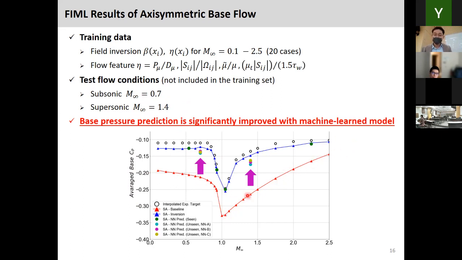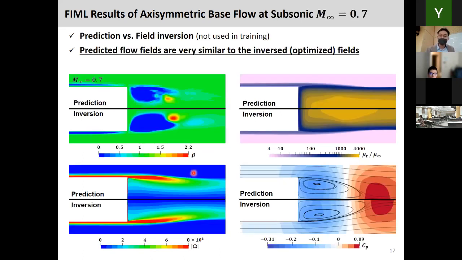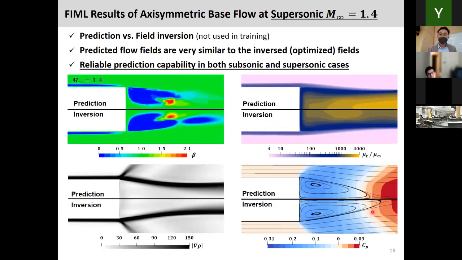The baseline SA gives us this red line. Symbols are experimental data. The blue line is field inversion, the training data set, and the purple arrows indicate the one subsonic and one supersonic test case, and it gives a good prediction of the CP in those two cases. If you compare the trained SA results to the field inversion case, the field inversion data is not used in the training. So the field inversion case is probably the best-scenario prediction we can achieve. Overall, it's a good comparison between prediction and field inversion, including the beta, eddy viscosity, and the general flow field characteristics.